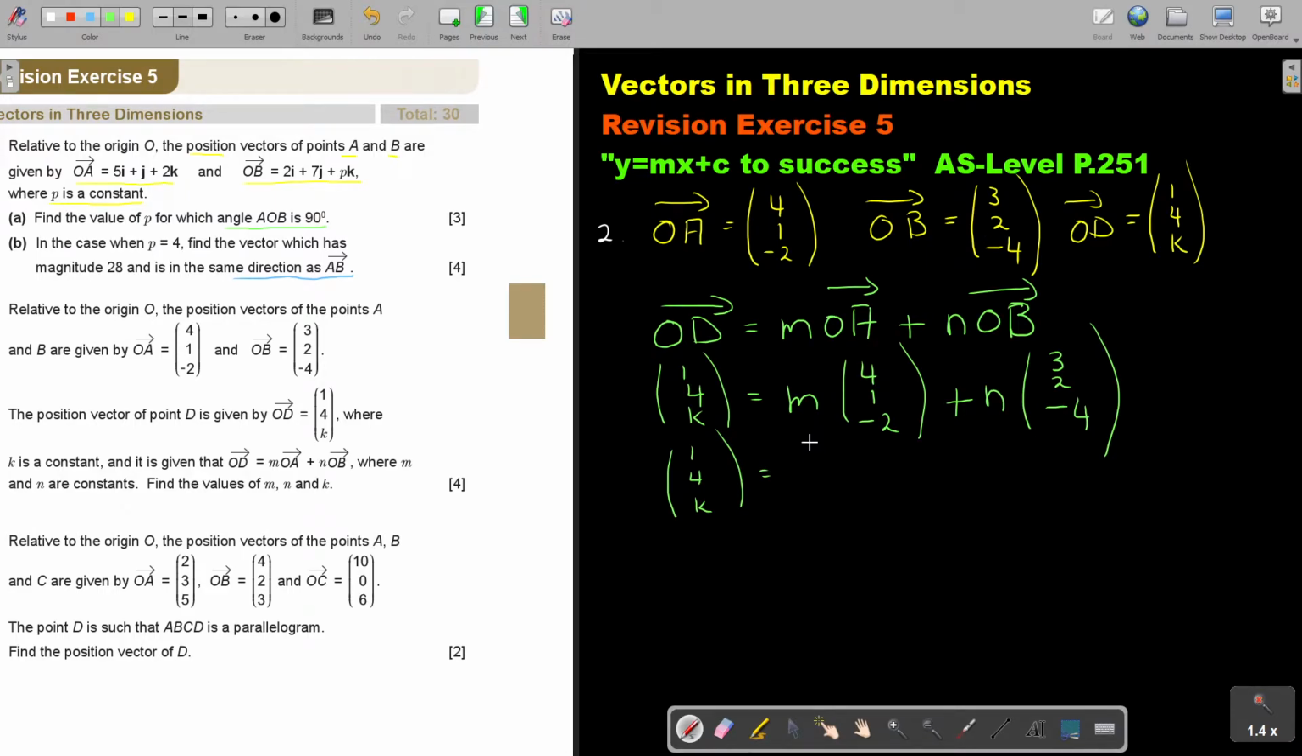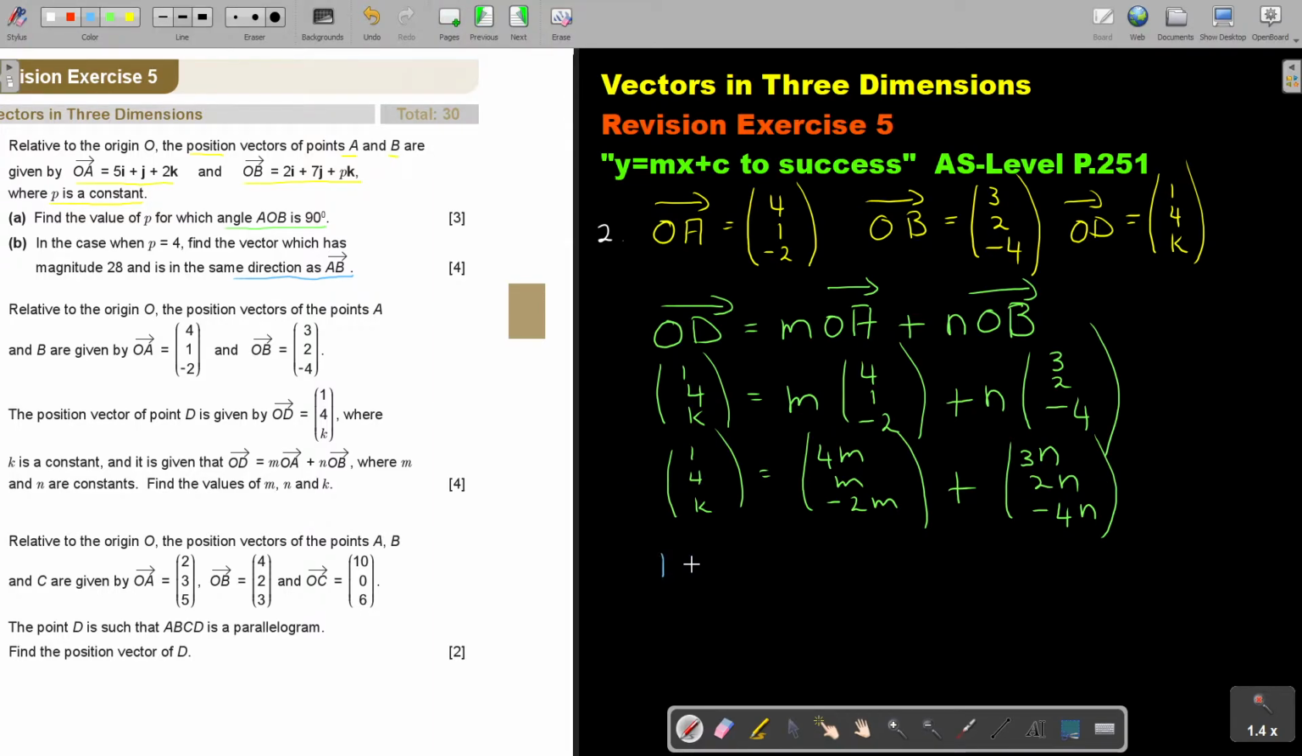I'm just going to say 4m, m, negative 2m. I'm just multiplying it in. Can you see? So 3n, 2n, negative 4n. So now, this is a top statement, a middle statement, a bottom statement. But let's first start with the 2 on top.